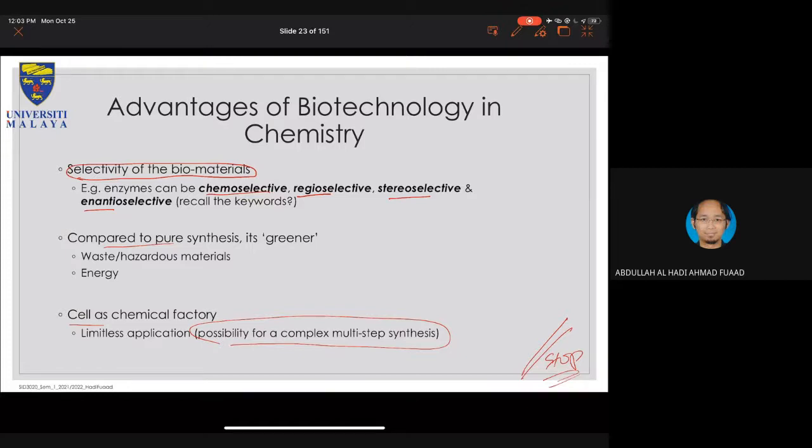So we've looked at some advantages of biotechnology in chemistry, to be more specific, in the selectivity of biomaterials. We talked very quickly about how biotechnology compares to pure synthesis, where the keyword is that it's greener. And the last one, we looked at just a tiny bit, was using the cell as a chemical factory. So these are some of the advantages of biotechnology. Of course, you will see more detail as we go on. This one is kind of an entree for the whole course.